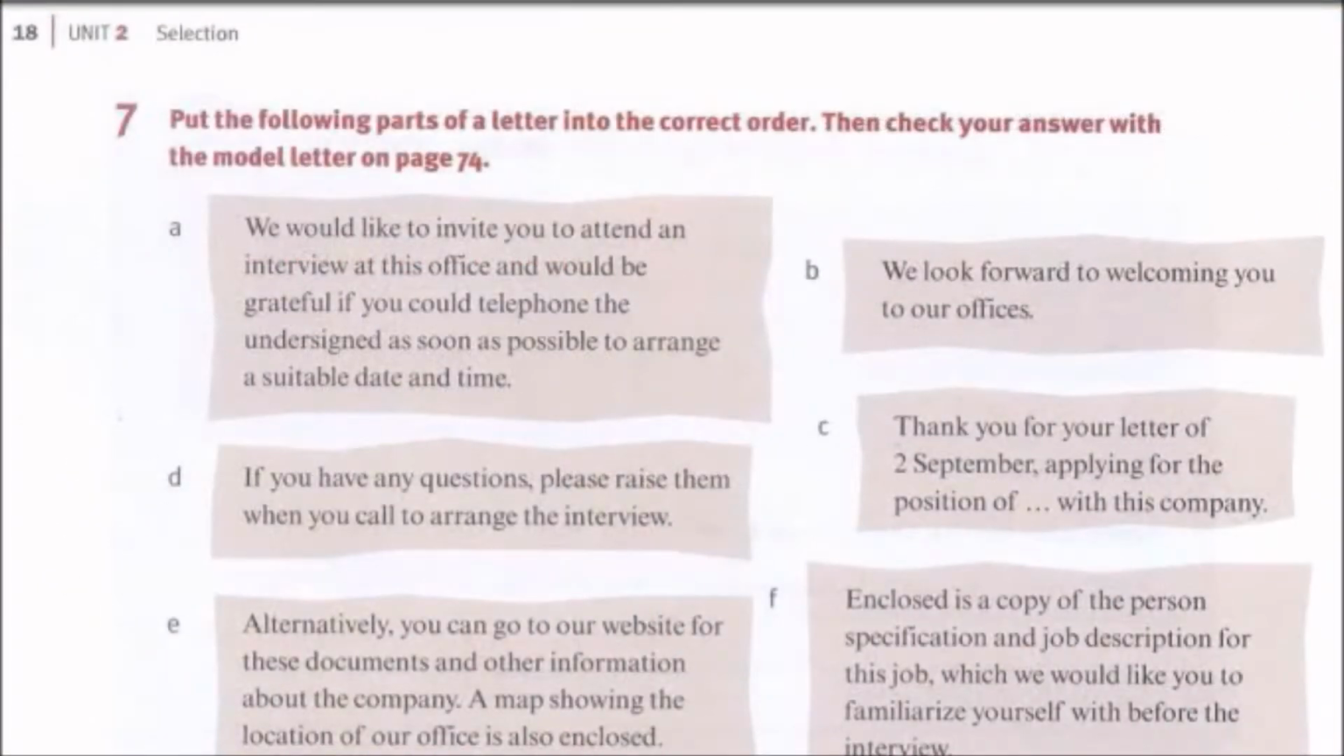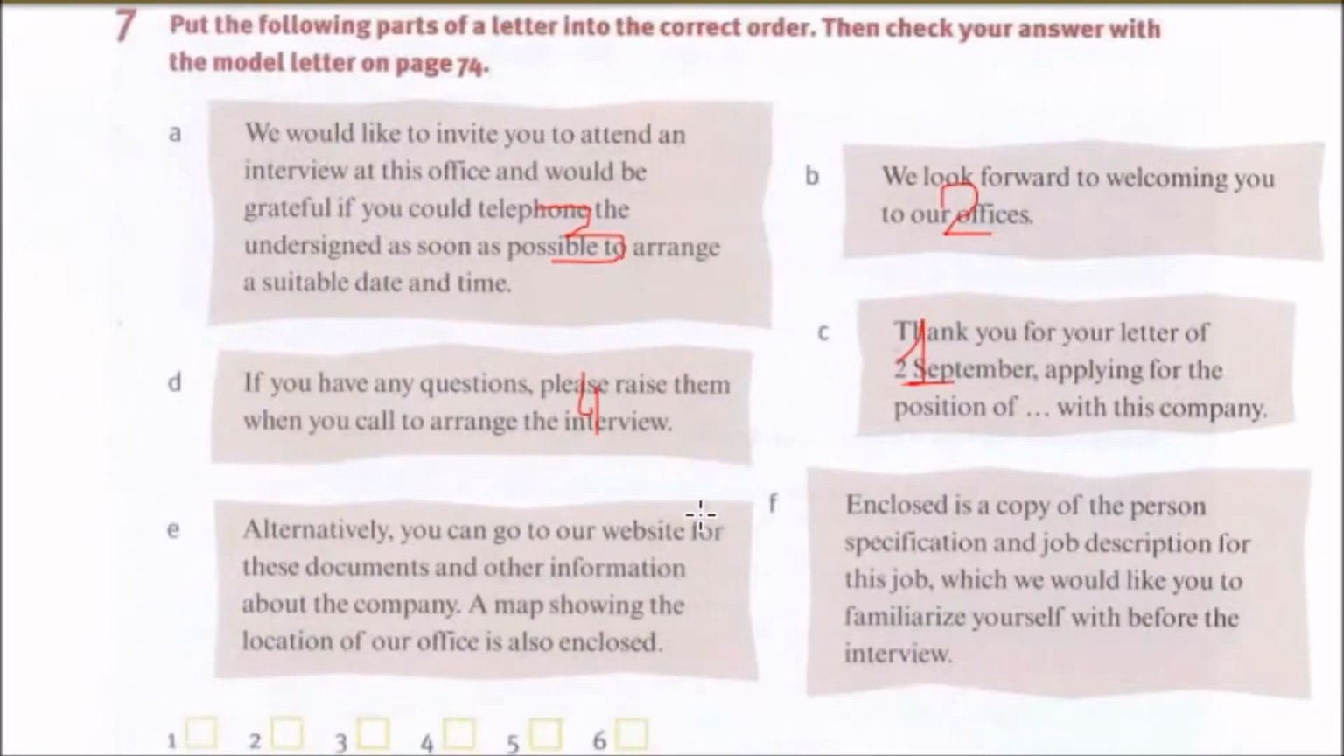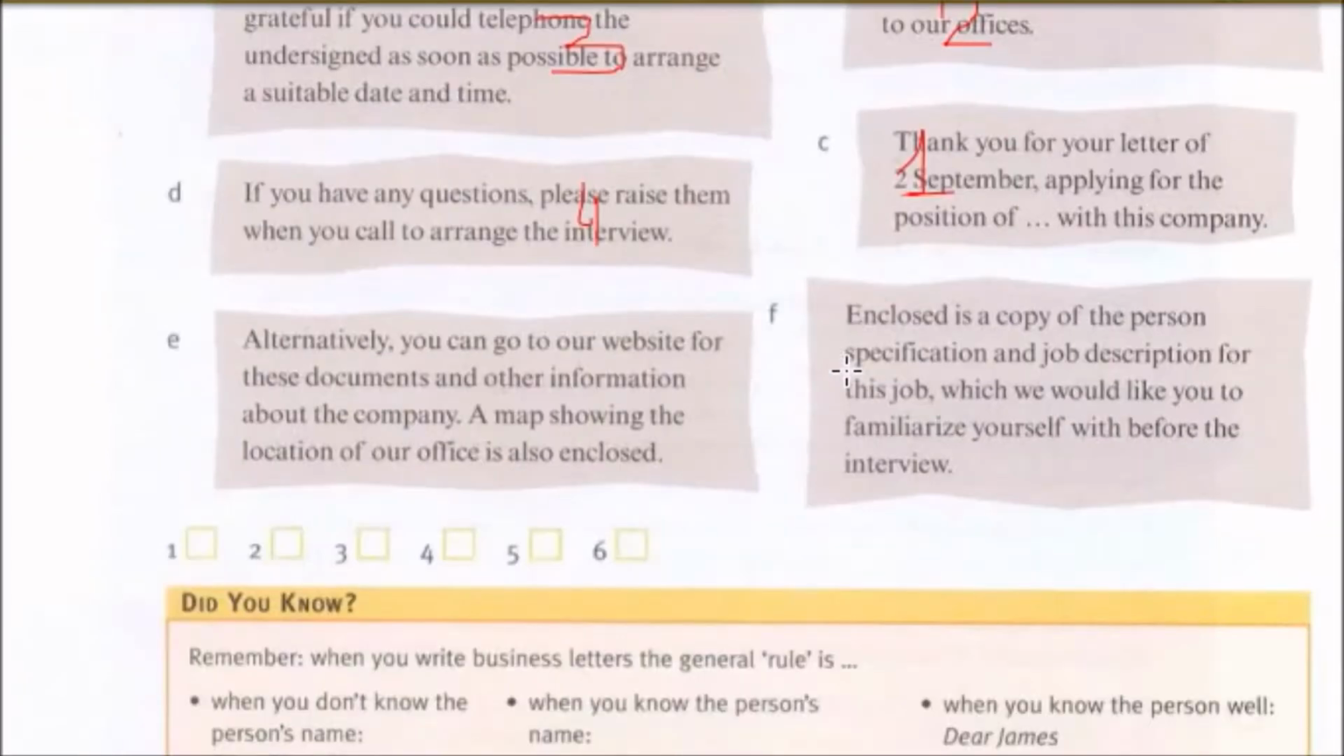Page 18, exercise 7. Now, put the following parts of a letter in the correct order. For example, imagine you decided this is part 1, this is part 2, this is part 3, this is part 4, and so on. Investigate each of these paragraphs and decide which is which. So the first part would be letter C. So you write C down here.